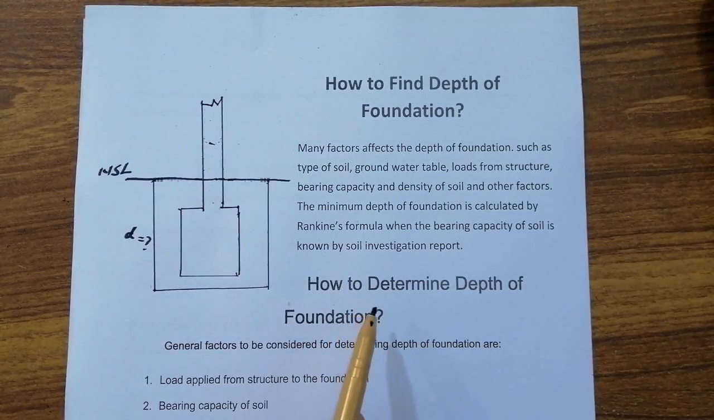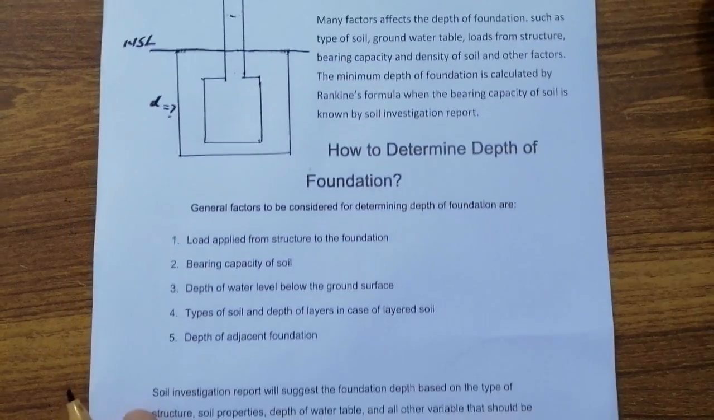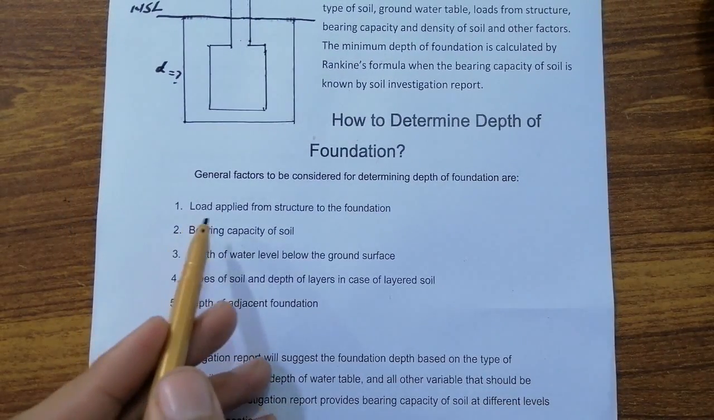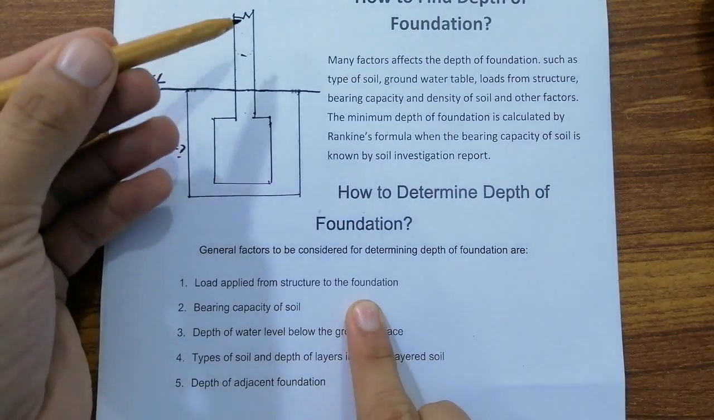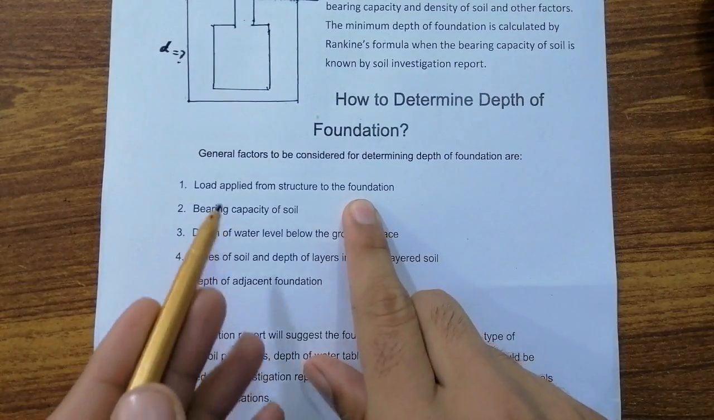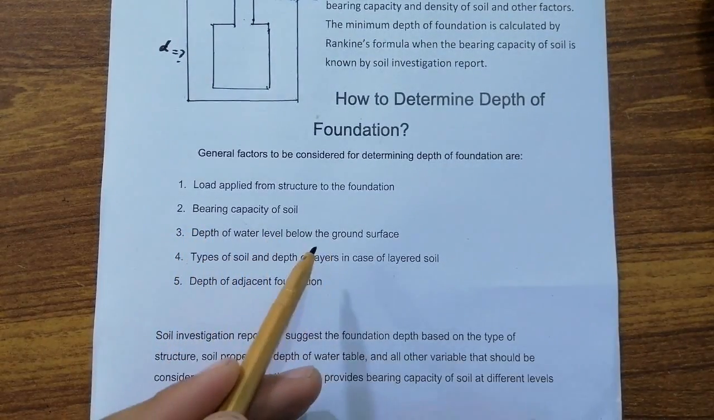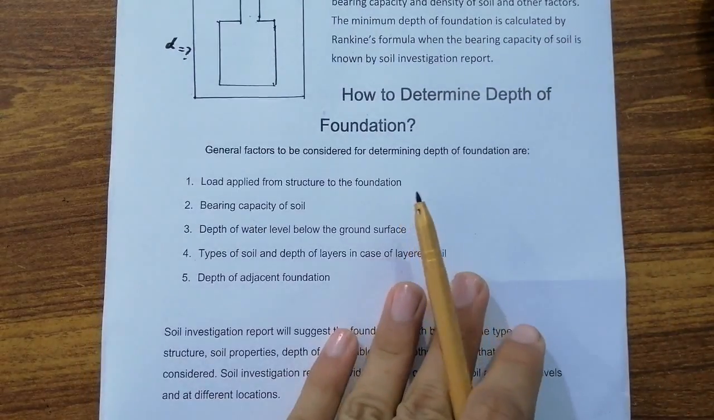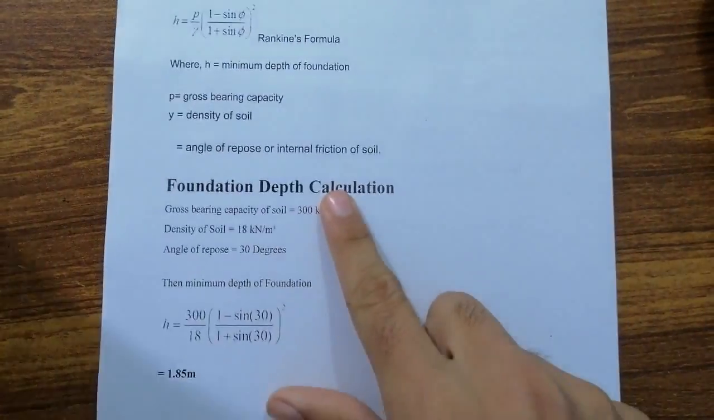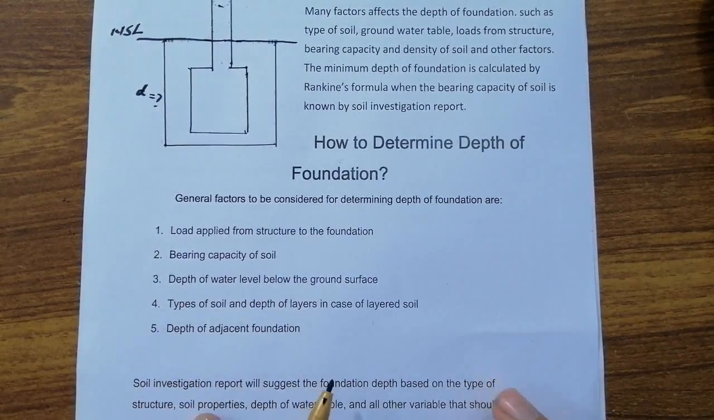Now guys, how to determine depth of foundation. Okay, so general factors to be considered for determining the depth of foundation are, what are? Now guys, you can see load applied from structure to the foundation. This is one factor. Second, bearing capacity of soil, because depth of foundation depends on the bearing capacity of soil. Okay, so after this I will also find depth of foundation. I will calculate, you can see in second page, right? So therefore you must watch this video from start to end. Maybe it will be long, but you must watch.